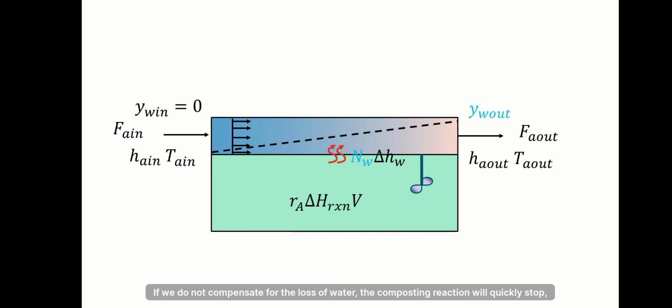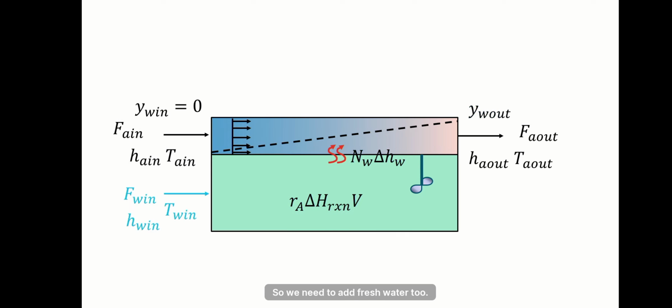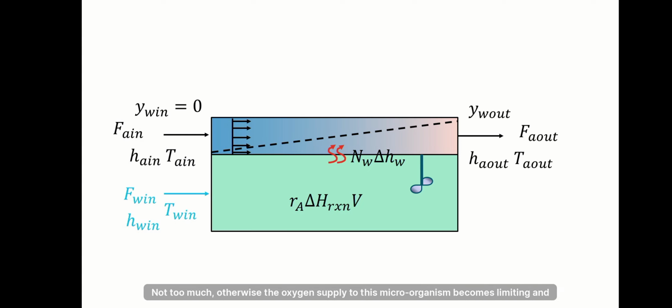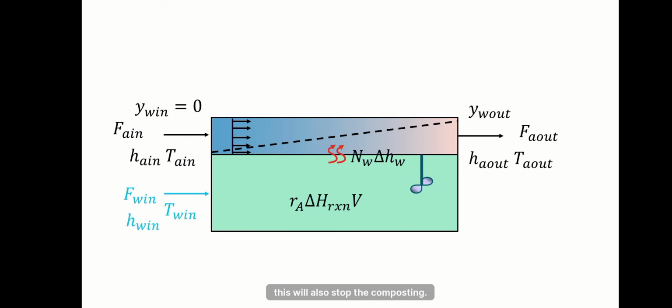If we do not compensate for the loss of water, the composting reaction will quickly stop because the microbial community needs the water to survive. So we need to add fresh water too. Not too much, otherwise the oxygen supply to these microorganisms becomes limiting, and this will also stop the composting. But how much cool air and cool water needs to be added?